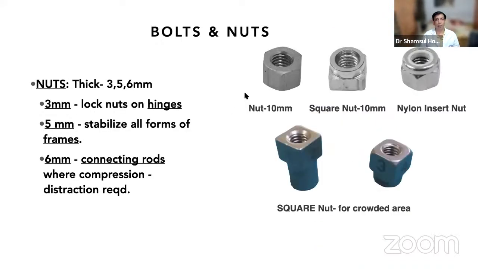Now the nuts. Nuts are thick around 3, 5, and 6 millimeters. 3 millimeters are lock nuts on hinges. 5 millimeters stabilize the frames. 6 millimeter are connecting nuts where compression and distraction is required. These are the 10 millimeter nut. These are the square nut. These are insert nuts for a good hold. These are square nuts, but you can just apply the wrench in position. You can use the square nut for a corroded area.